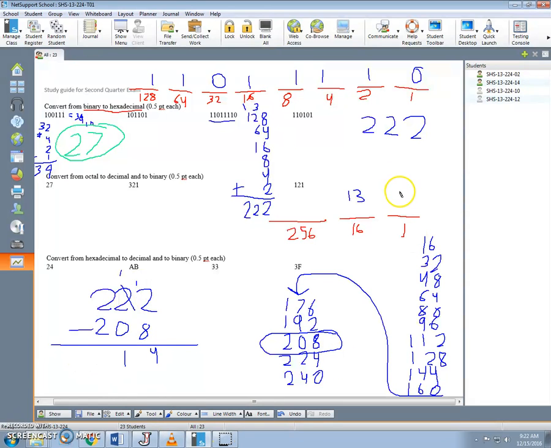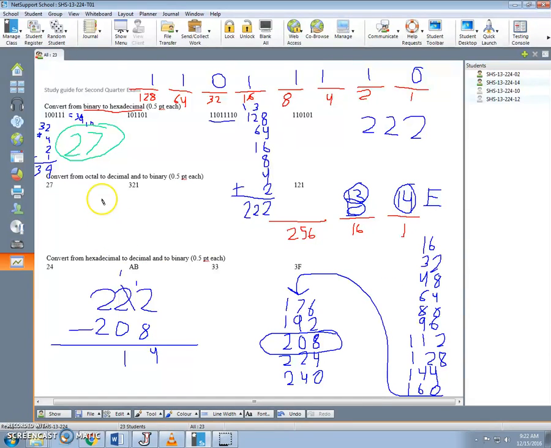That leaves us with 14. So your answer is 13, 14, but not really. Hang on there. We need to now get these to be single digit numbers. 13, for instance, is actually represented by a D, and 14 by an E.